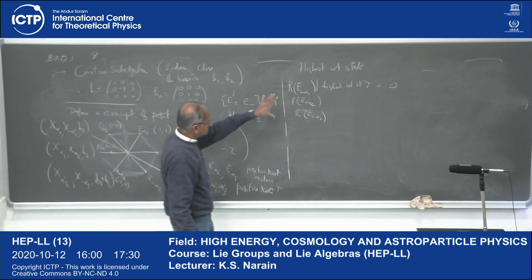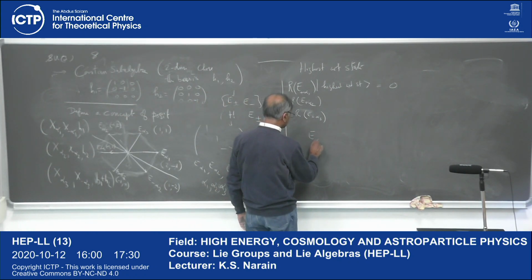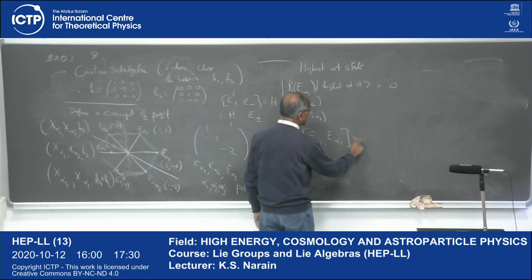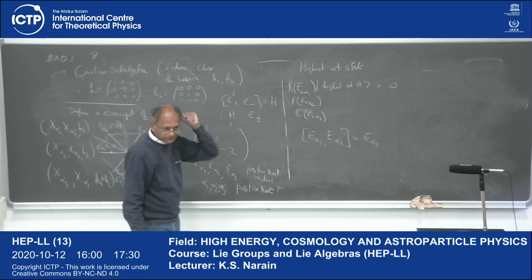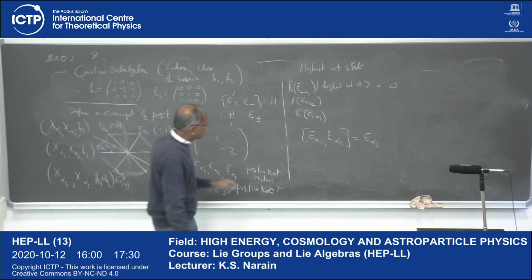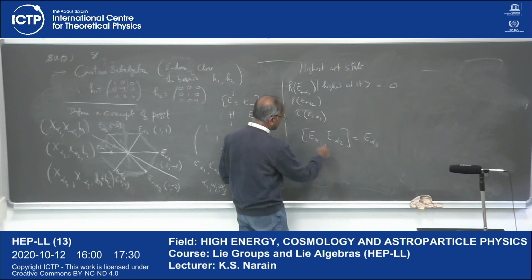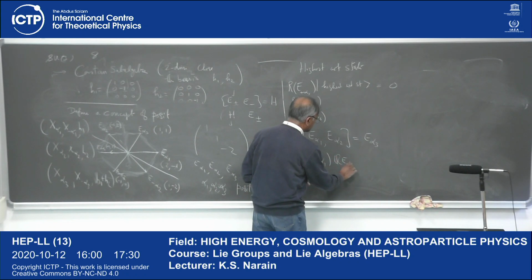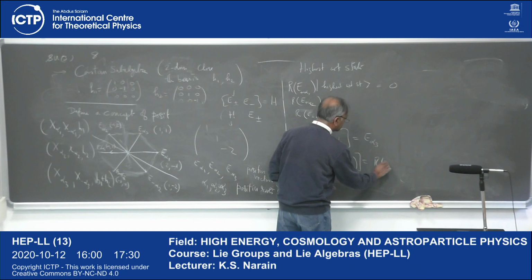However, this has too many conditions. Because indeed, we know that the commutator of E alpha 1 and E alpha 2 is some non-zero number times E alpha 3, right? So in particular, because the representation has to satisfy this commutation relation, it implies that the commutator of R E alpha 1 and R E alpha 2 is R E alpha 3.